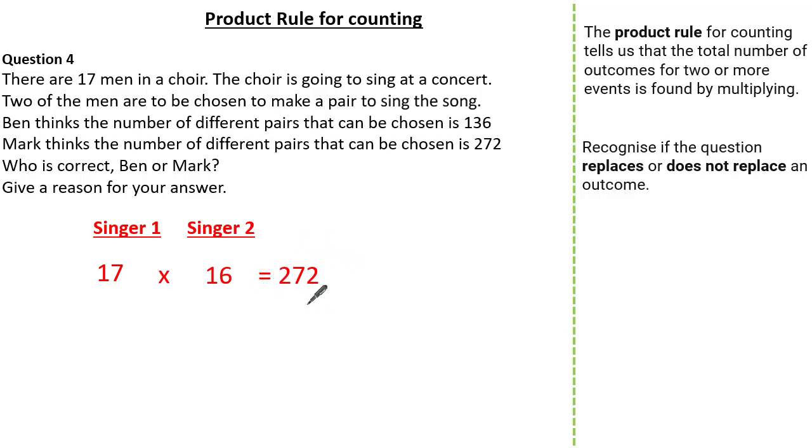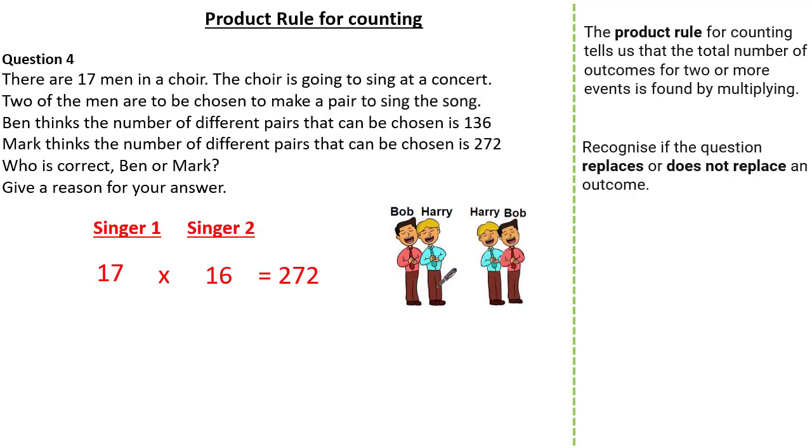But this is the total number of combinations. This number of combinations includes duplicate pairs. For example, we could have Bob and Harry as our first singer and second singer. Another combination included here is Harry and Bob. Now we can see that the pair is the same.